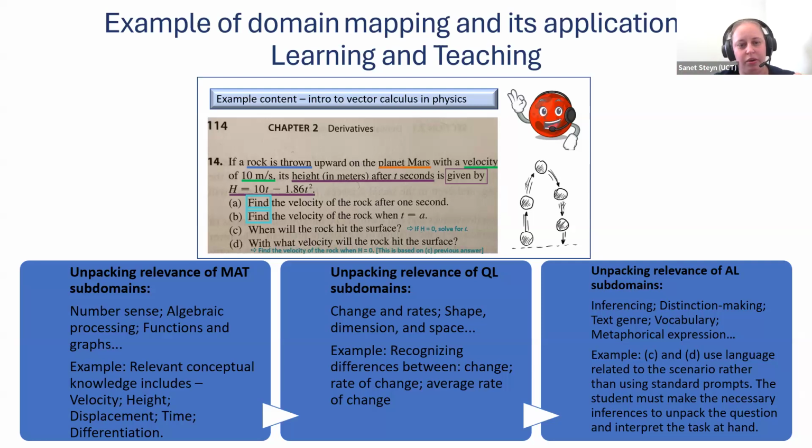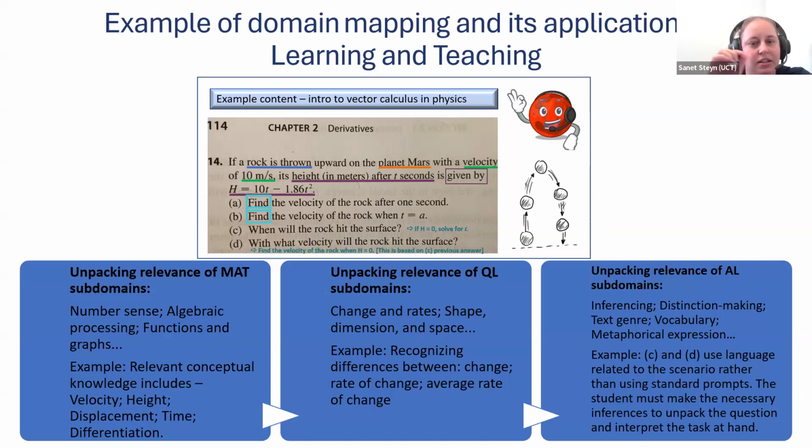So you see here we've unpacked just a snippet, one exercise from the course to see how the various subdomains relate to it, and picked out what you would want to pay attention to there. So for example, for the academic literacy, there's a difference between how the question 14A and B is asked to question C and D.